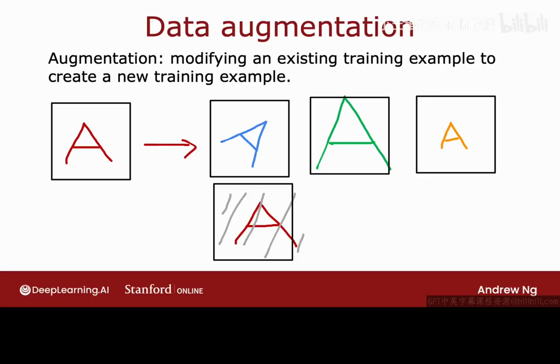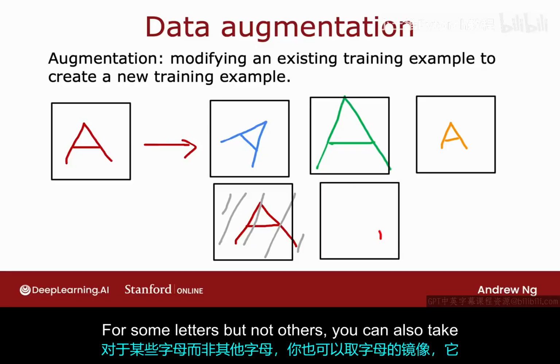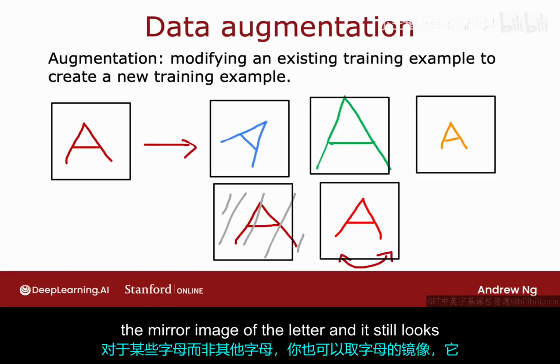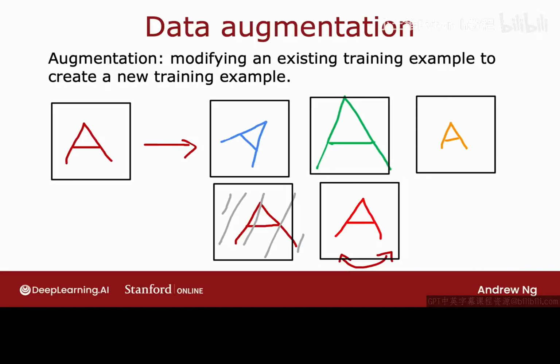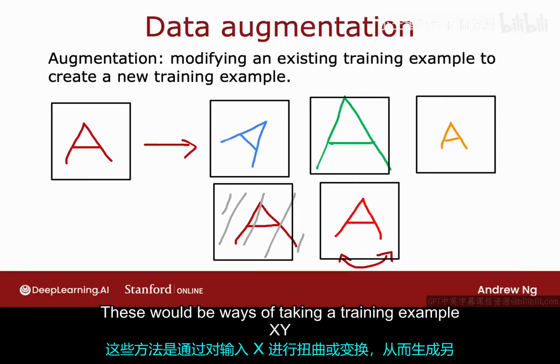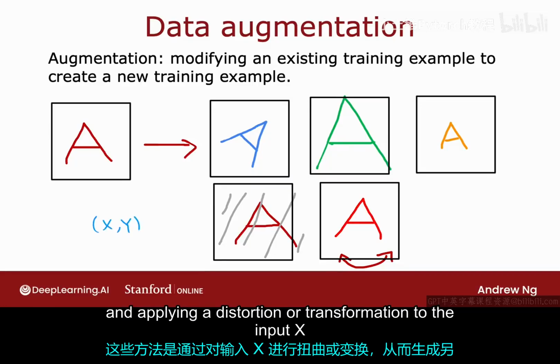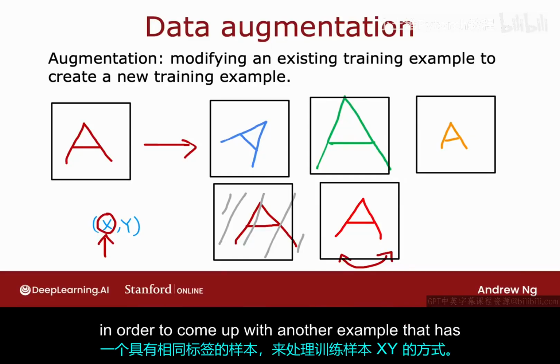And these are examples of distortions to the image that don't change the fact that this is still the letter A. And for some letters, but not others, you can also take the mirror image of the letter and it still looks like the letter A, but this only applies to some letters. But these would be ways of taking a training example, X, Y, and applying a distortion or transformation to the input X in order to come up with another example that has the same label.